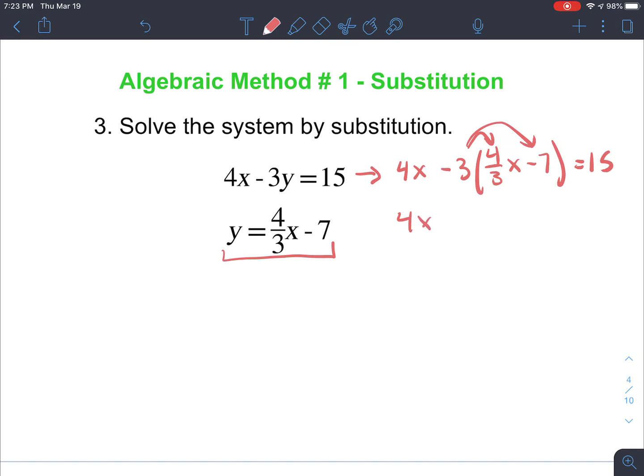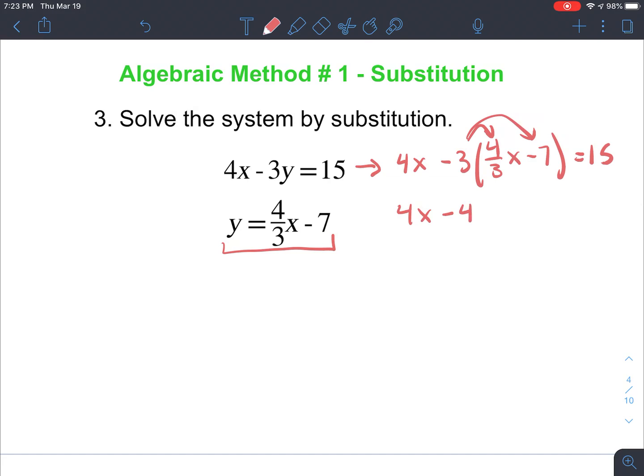We distribute 4x. Now remember, when you distribute to the 4/3, the 3's should cancel out, leaving me with negative 4x. And negative 3 times negative 7 is a plus 21. Now you should notice something interesting happening here. 4x minus 4x, when we go to combine those like terms, actually cancel out. And we end up with the equation 21 is equal to 15. Well, we should recognize that 21 isn't equal to 15. There's no way possible. So this is a false statement. Okay? It's not true.